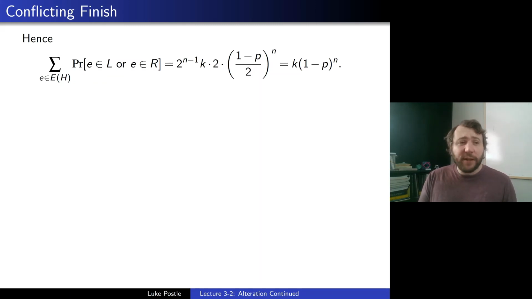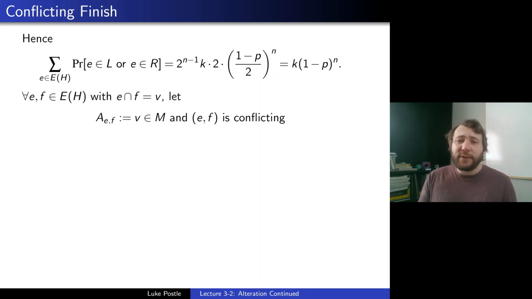So what's left? Then the only way to get a conflicting pair is that there would have to be a pair E, F intersecting again in just one vertex v, and we'd need that v is in M and that E, F is conflicting, meaning that the rest of E is before v and the rest of F is after v. So that's the nice part.